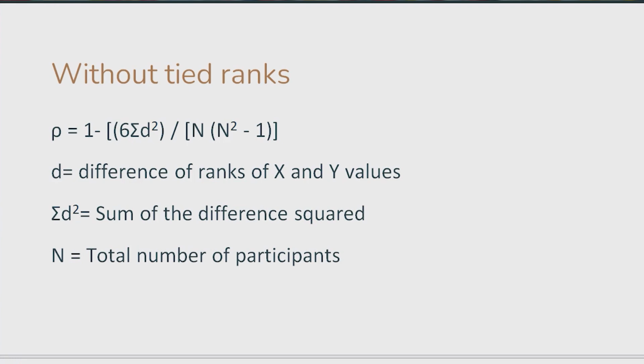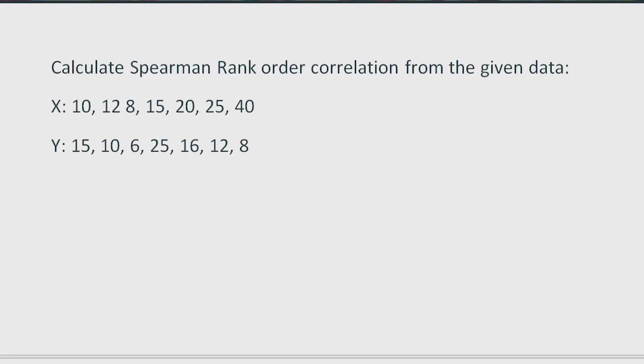The formula for rho is 1 minus 6 summation d square upon n multiplied by n square minus 1. So what is d here? D square is the sum of the differences squared. So what is the difference? We will see now, and n is the total number of participants.